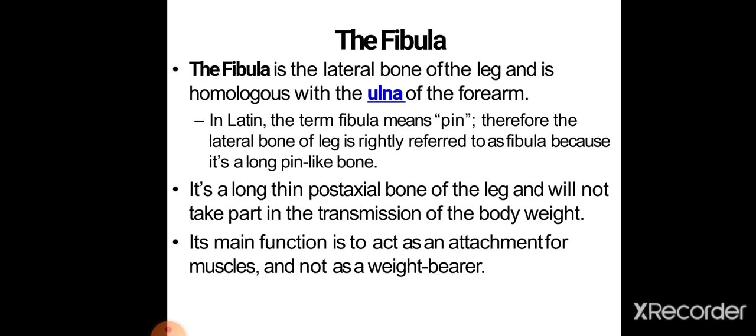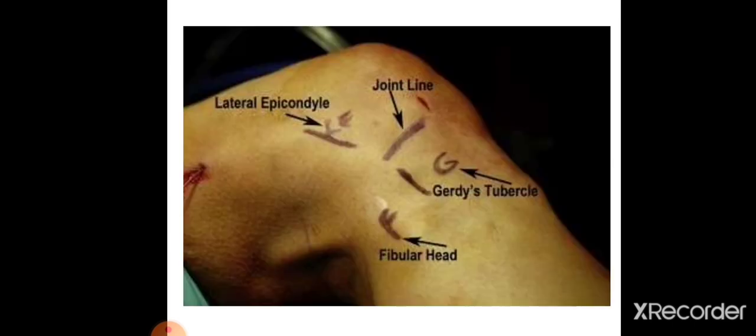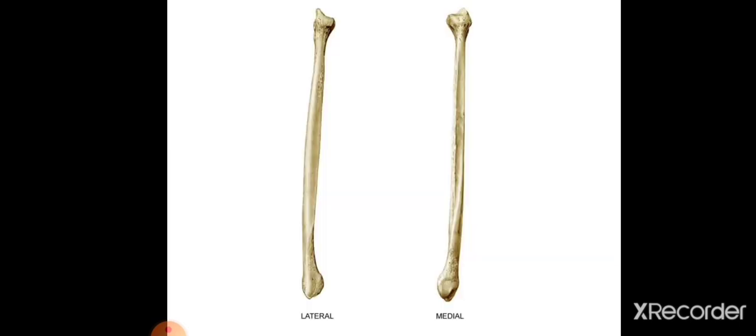It's a long, thin, post-axial bone of the leg and does not take part in the transmission of body weight. Its main function is to give attachment for the muscles and not to act as a weight bearer. So in this image we can see the surface projection of these bones, particularly the fibular head emerging at the knee at the marked area. Then this is the fibula.